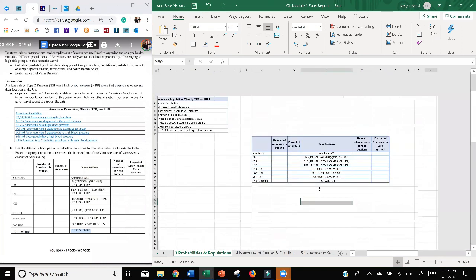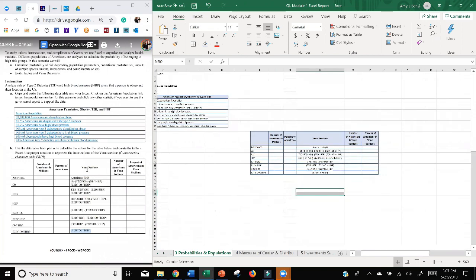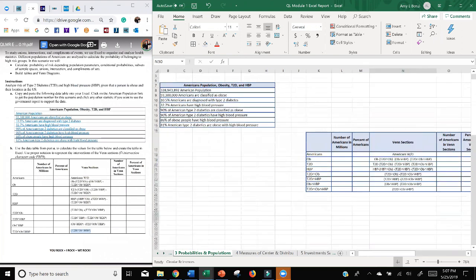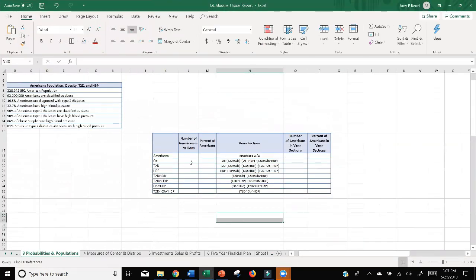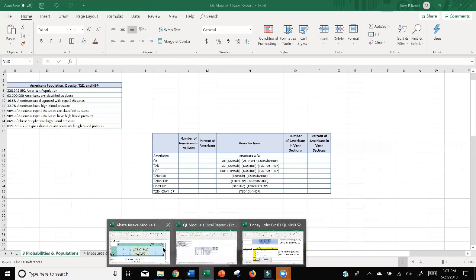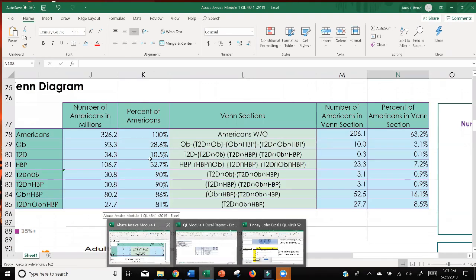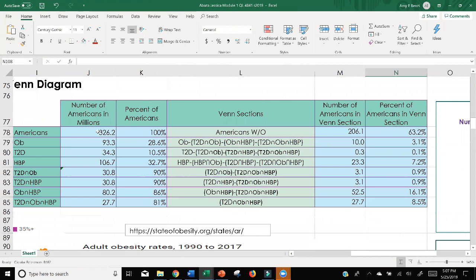Now we are going to use the data from table A to fill in our table here for part Bravo. So let's see what that means exactly. We have the number of Americans in millions. Well, folks, for this data table, what you would actually do here is put in the number of Americans in millions. You see how Abaza put 326.2? That's 326.2 million. So when she collected this data from the website, there was 326.